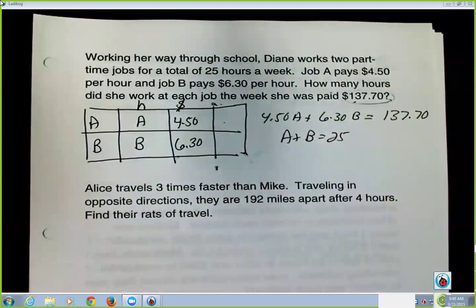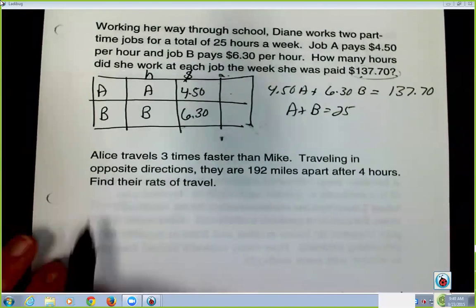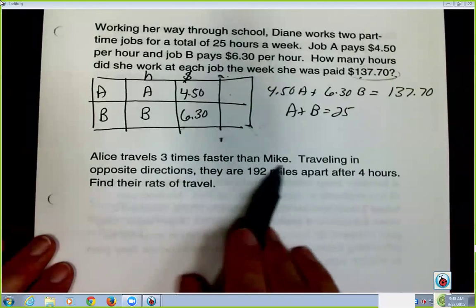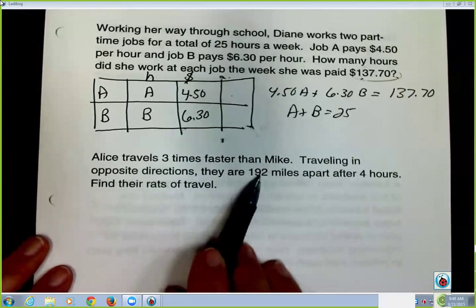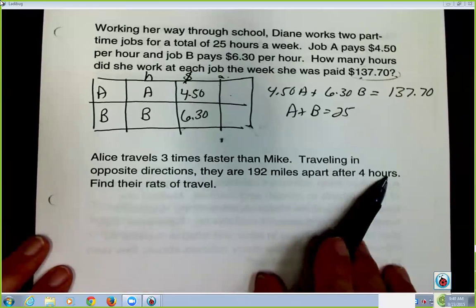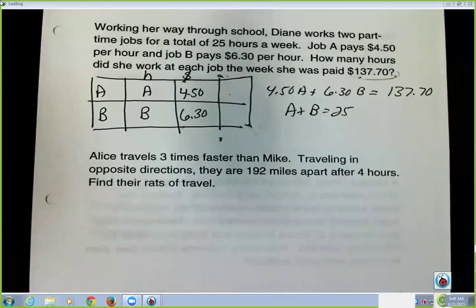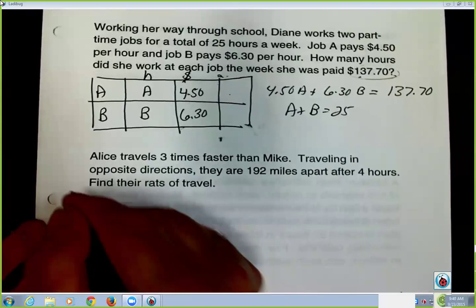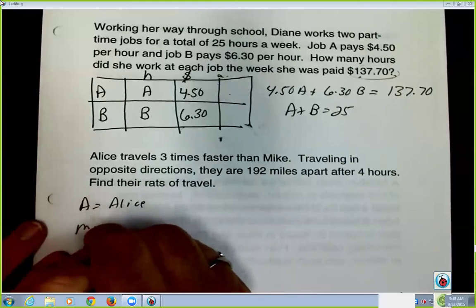We're kind of running out of time, but I guess we could probably get a couple more in here of getting them set up. Alice travels 3 times as fast as Mike. Traveling in opposite directions, they are 192 miles apart after 4 hours. Find their rate of travel. That one's a little different. So we have Alice. We have Mike.